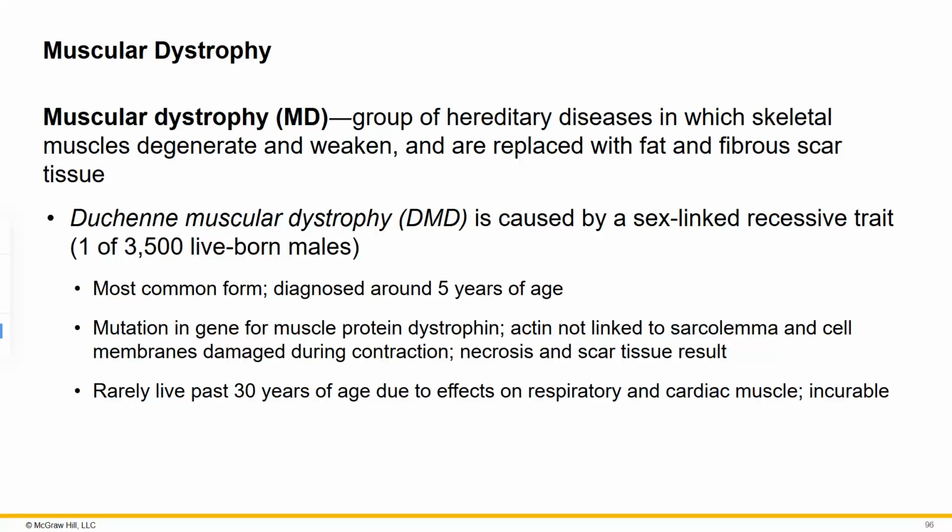It is the most common form, diagnosed around 5 years of age, with a mutation in the gene for the muscle protein dystrophin. Dystrophin links actin to the sarcolemma, and without it cell membranes are damaged during contraction. Necrosis and scar tissue result. Patients rarely live past 30 years of age due to the effects on respiratory and cardiac muscle, and it is incurable.